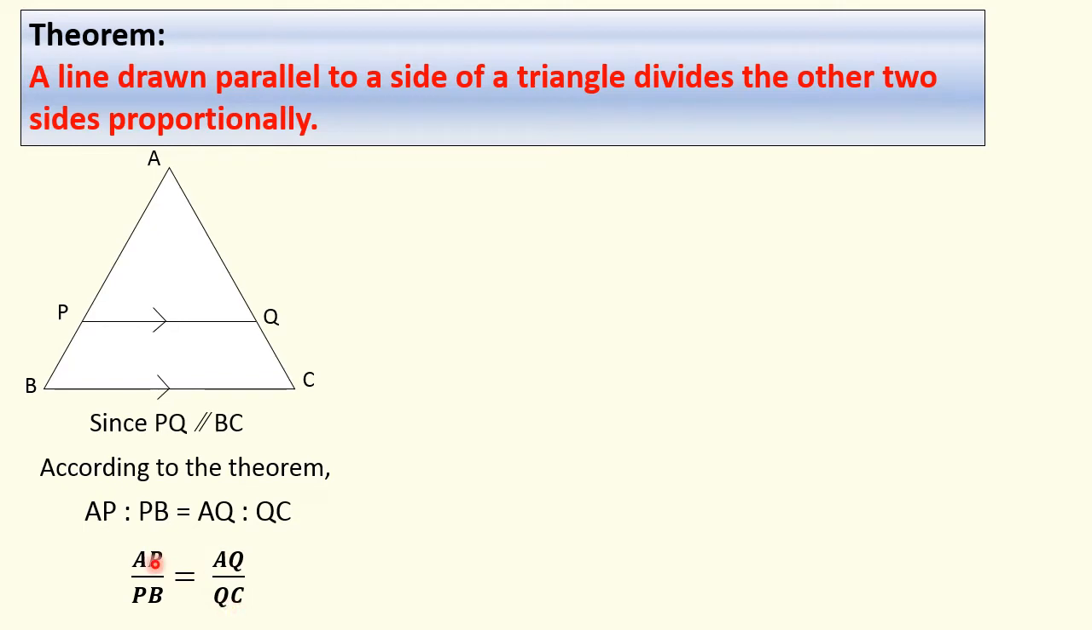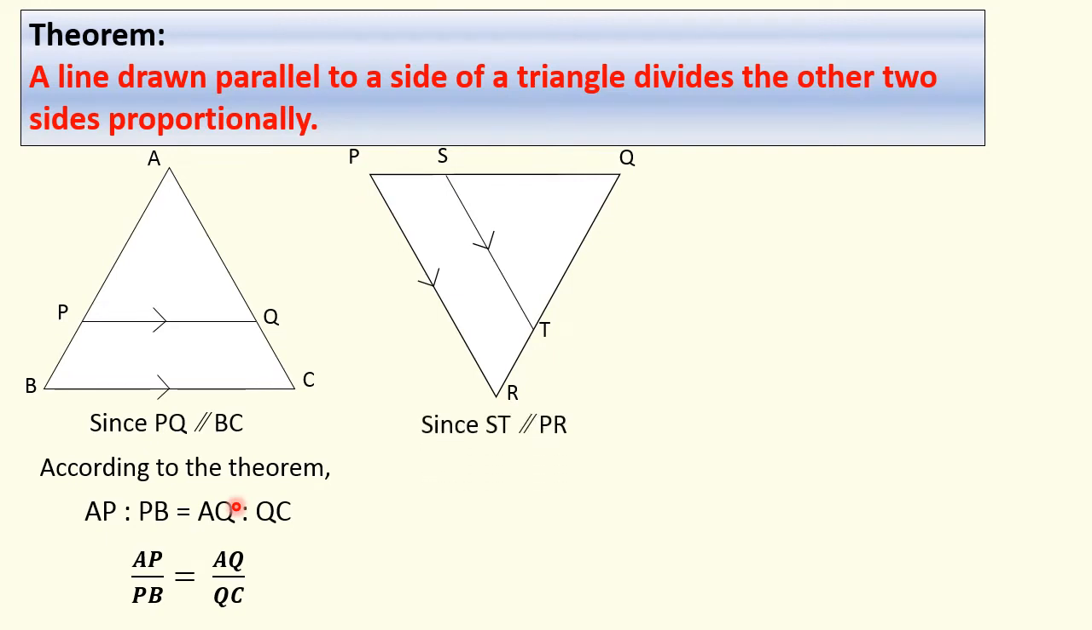Let's go for one more diagram. This time triangle PQR. Here the line ST, this is the additional line, is drawn parallel to PR. So ST is parallel to PR. According to the theorem, when a line is drawn parallel to a side of a triangle, it divides the other two sides proportionally. So which are the other two sides? PQ and QR.